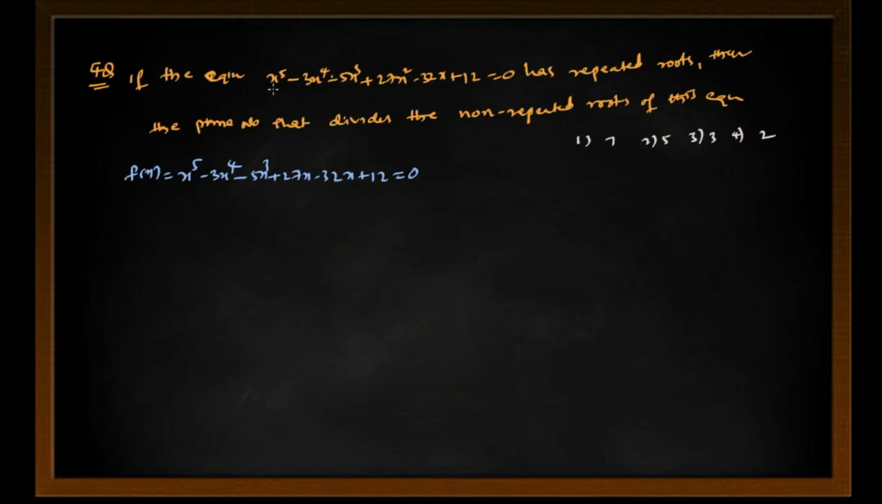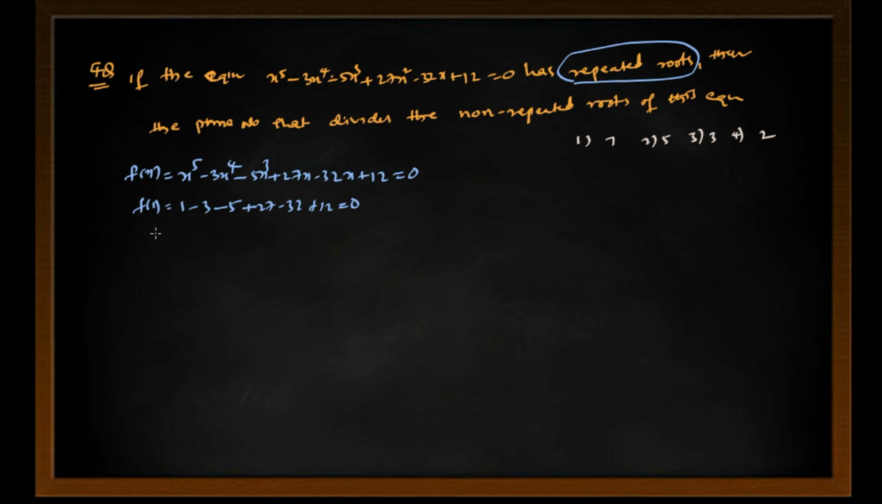Now the next question: if the equation has repeated roots, then find the prime number that divides the non-repeated roots of this equation. So we have to find the prime number which divides the non-repeated root. Given f of x, if you observe here, what about f of 1? 1 minus 3 minus 5 plus 27 minus 32 plus 12 is 0. Therefore 1 is a root.